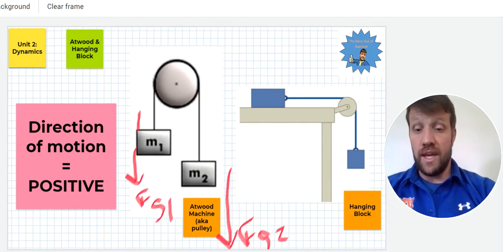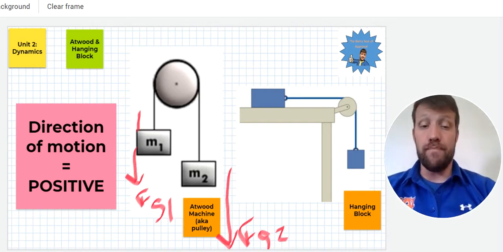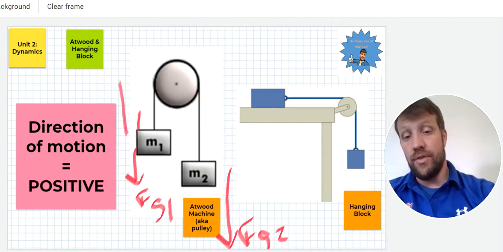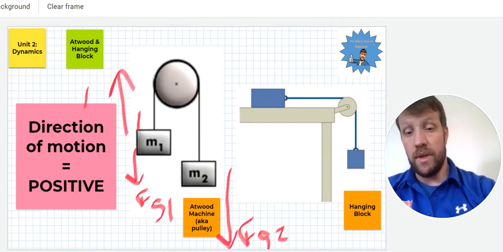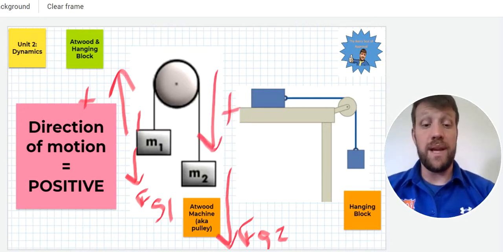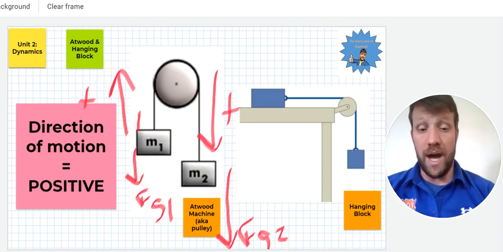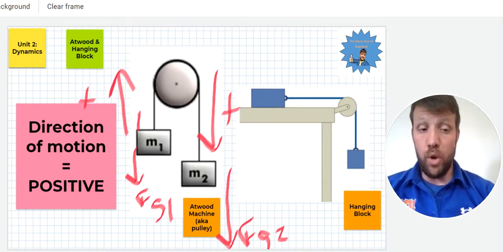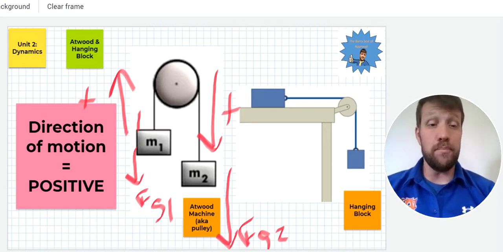The important thing here is that we make the direction of motion positive. So everything on this side will be positive because it's moving upwards, and everything on this side will be positive because it's moving downwards. So FG2 we would consider to be a positive force. FG1 we would consider to be a negative force because the direction of motion is what we consider to be positive.